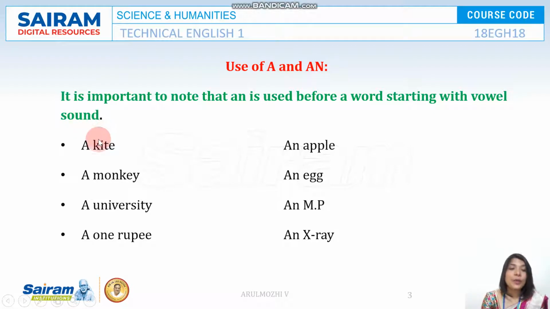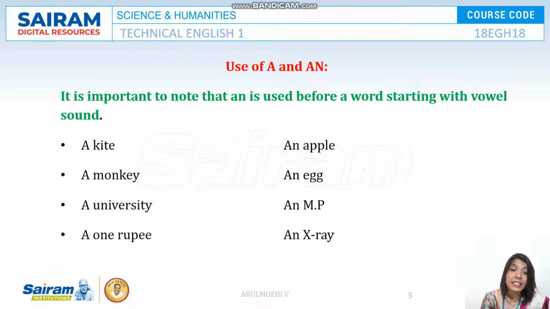A is used before consonant sounds. Here are some examples: a kite, a monkey, a university. Here U is a vowel letter, but we use a before U. Why? It is because this U does not take a vowel sound. It takes the ya sound, which is a consonant sound. So we say a university, as in a unicorn.